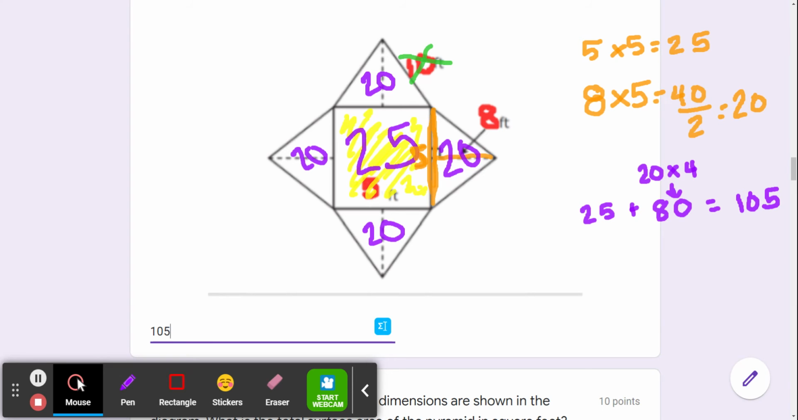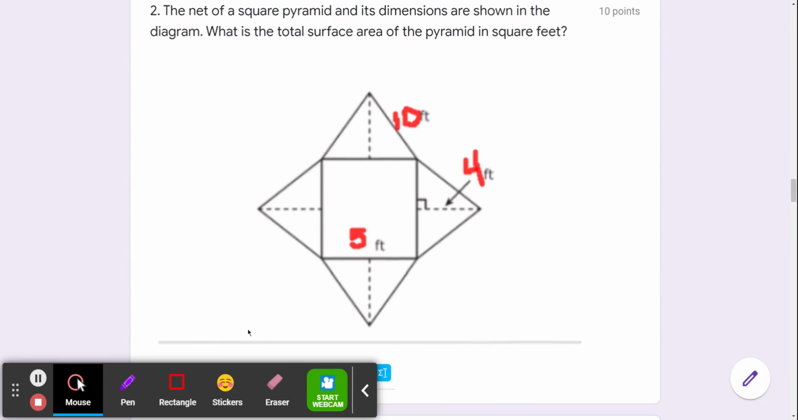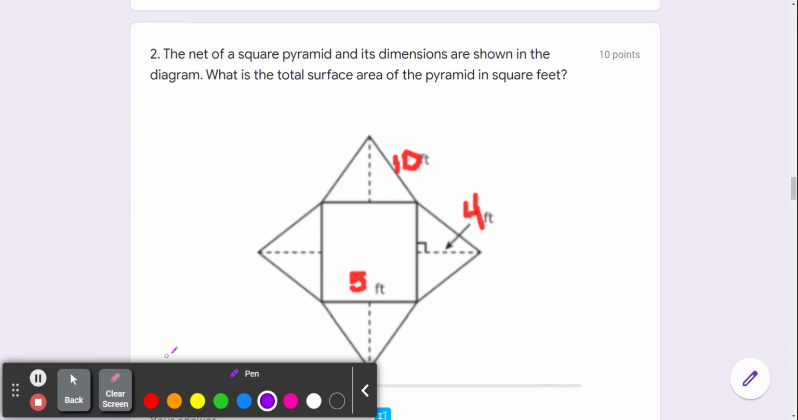Let's try the next one. So this one, we're going to do it the same way. I'm going to start with my square in the middle. I see that this square right here is a 5 times 5 again, so it's the same formula. That was a 5 down here. Let me rewrite it so you can see it. 5 times 5. So that square is 5 times 5, and that's 25.